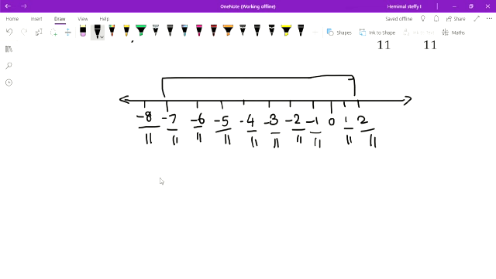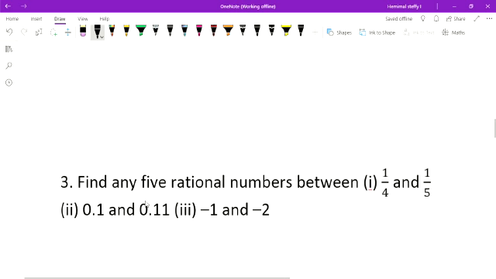So I will take -6. The answer is -6 by 11, -5 by 11, -4 by 11. Is it clear? In this sum, we have the same denominator, so we can do it like this. Okay. Next sum. Find any 5 rational numbers between 1 by 4 and 1 by 5.